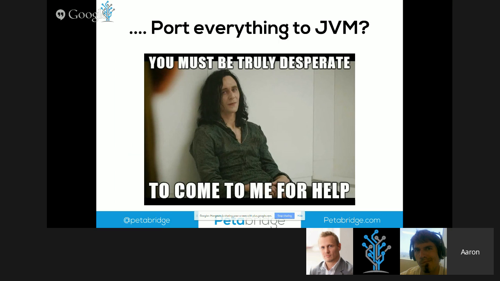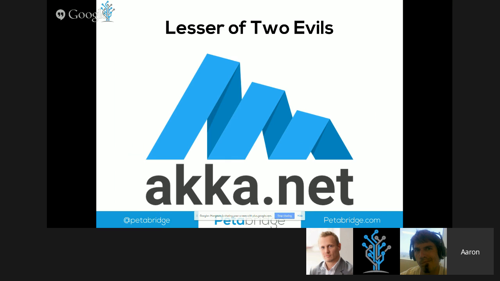So I spent 2 weeks learning how to use Eclipse and Maven and some of the build tools. I even rewrote some of our middleware that we used across our microservices in Java. And I ultimately realized that the lesser of two evils was simply to port Akka to .NET. And that's really where Akka.NET, as we know it today, started to become a real possibility.